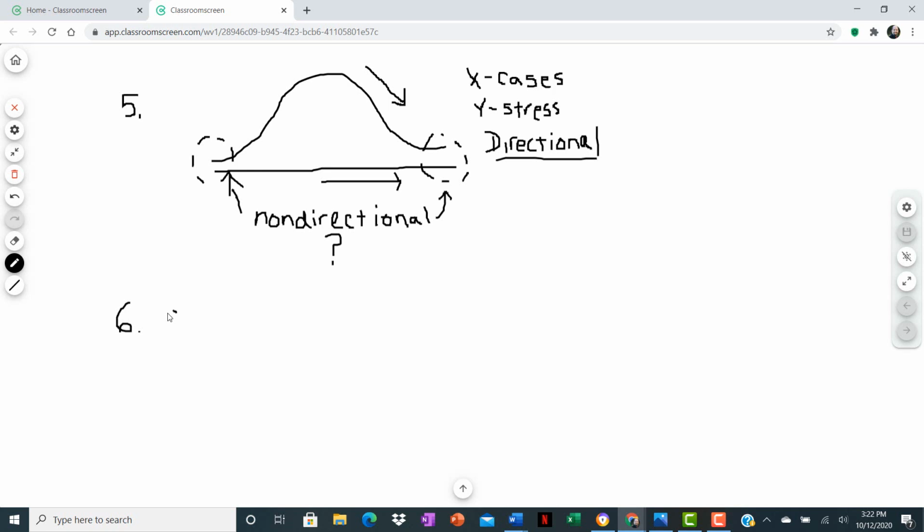This is what you've probably heard before. Confidence interval, confidence.